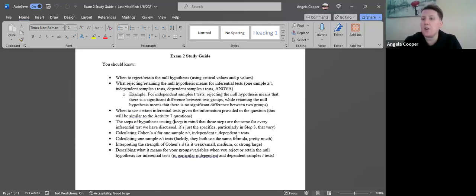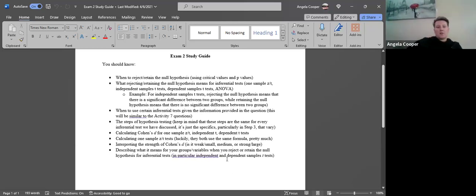Calculating Cohen's d for these different tests, make sure you know how to do that. With one sample Z and T, it's pretty straightforward. You just take population mean minus sample mean divided by whichever standard deviation you have. If it's a one sample Z, you'll divide by the population standard deviation. If it's one sample T, you'll divide by the sample standard deviation. So just review the formulas for calculating Cohen's d.